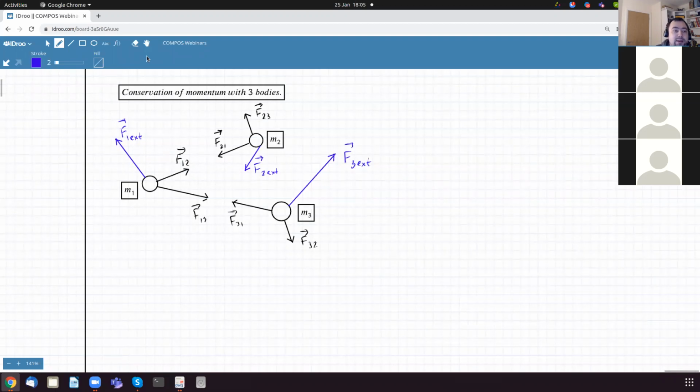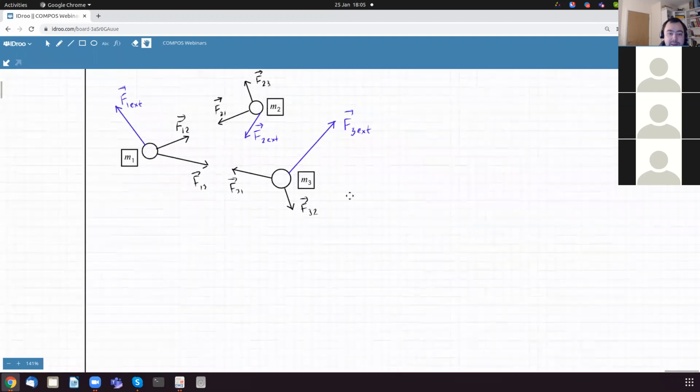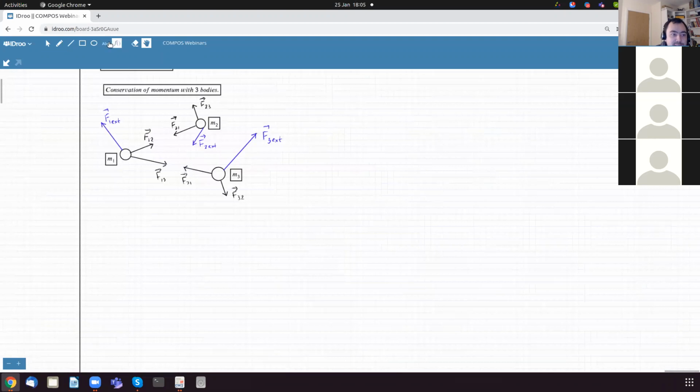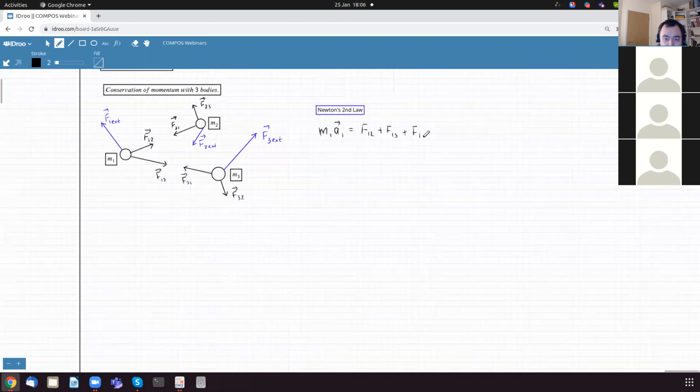Okay. And now we need to write down Newton's second law for each of the 3 objects. So for the first object, we write down that M1 A1, this is a vector, of course, is equal to F12 plus F13 plus F1 external.